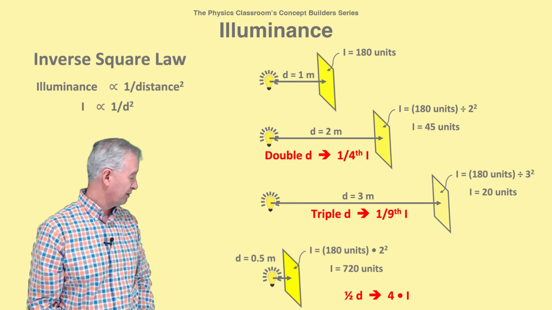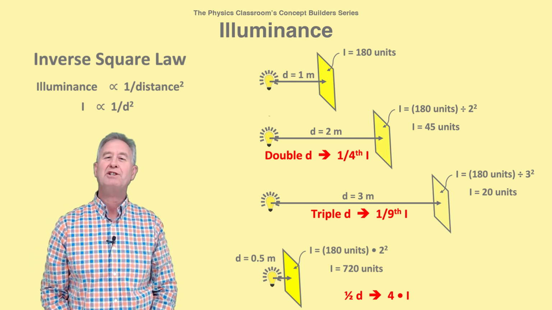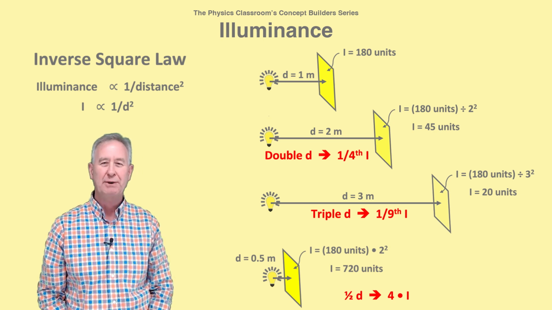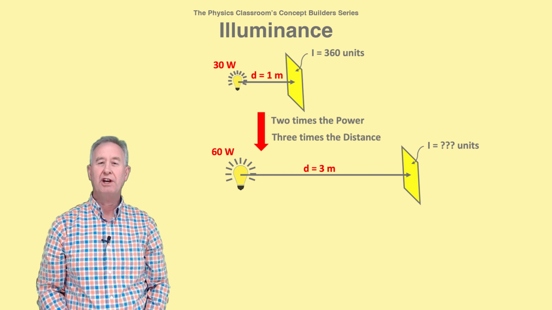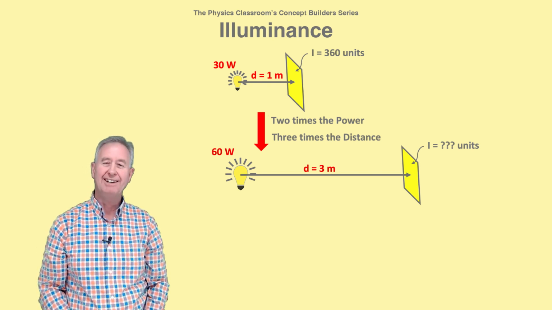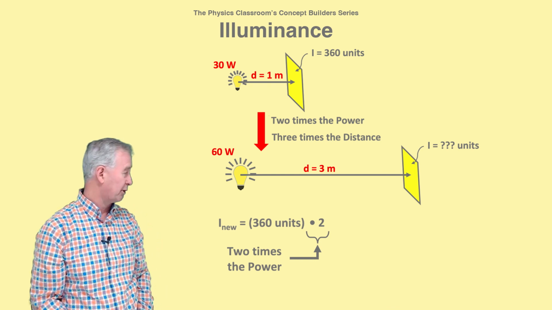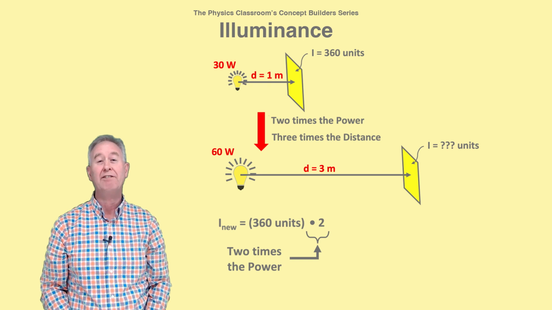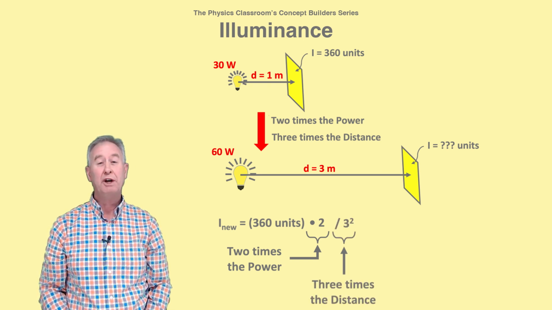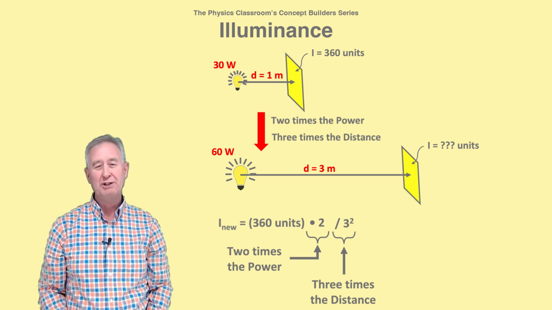In other words, moving the surface from 1 meter to 1/2 meter from the source causes the illuminance to be 4 times greater. If both the bulb's power and the distance to the source are changed, the illuminance can be predicted in 2 steps. First, take into account changes in the bulb's power, knowing that illuminance is directly proportional to the power rating of the bulb. Second, take into account changes in the distance using the inverse square law relationship.